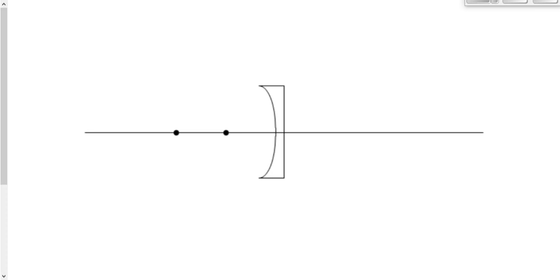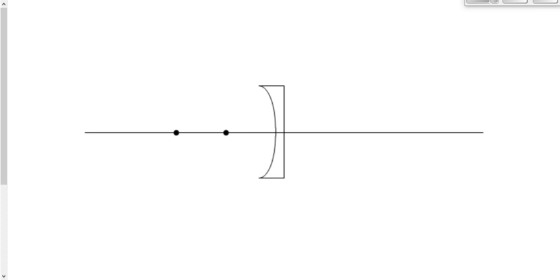What about convex? What if we had a diverging lens or a diverging mirror, a convex mirror or a concave lens? They produced a virtual, smaller, and upright image. What if you had converging?